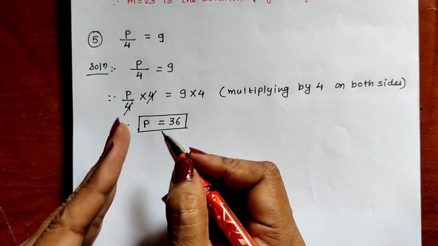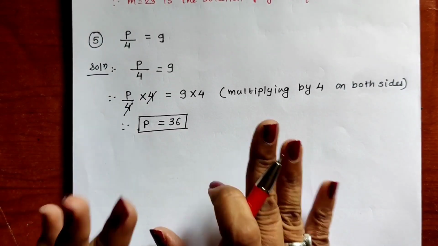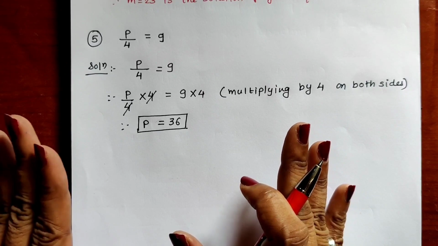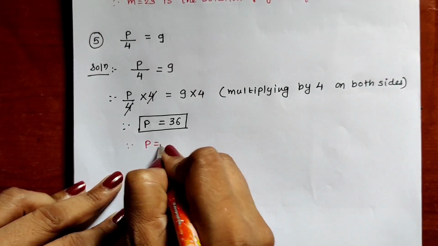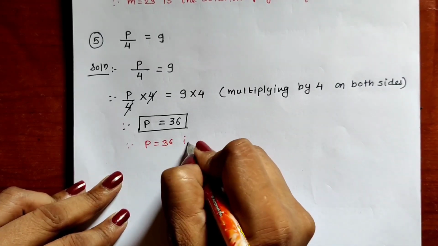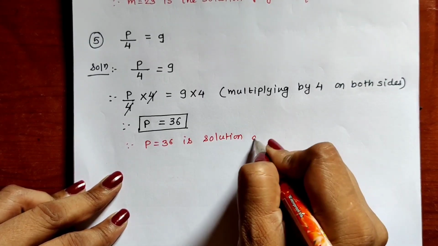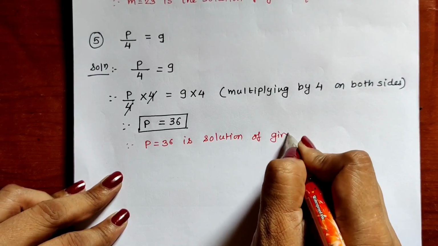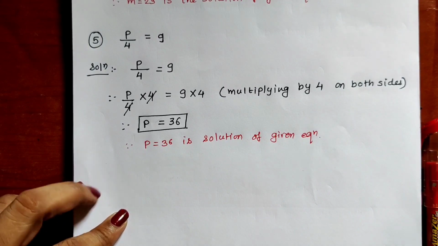Always see that on the left hand side only the variable should remain, and on the right hand side only a number should be there. Then we can say that the equation is solved. Okay, and therefore this is the solution of the given equation. Now let us go on to the sixth sum.